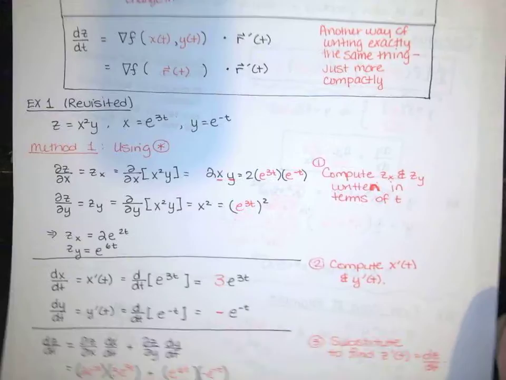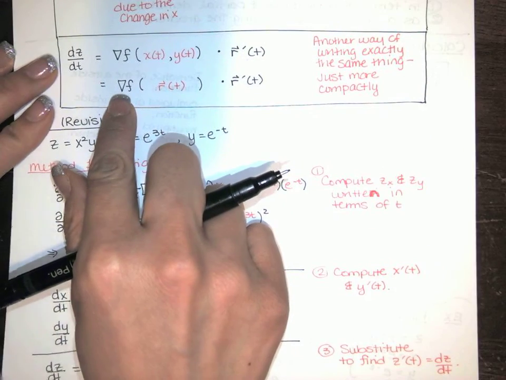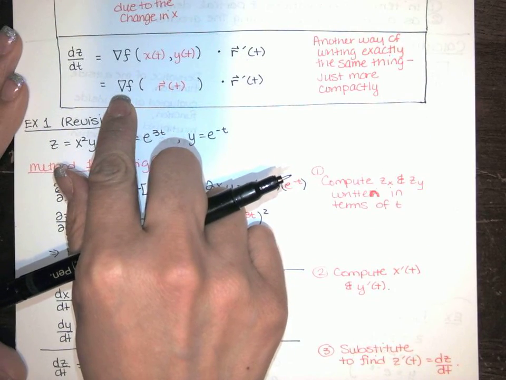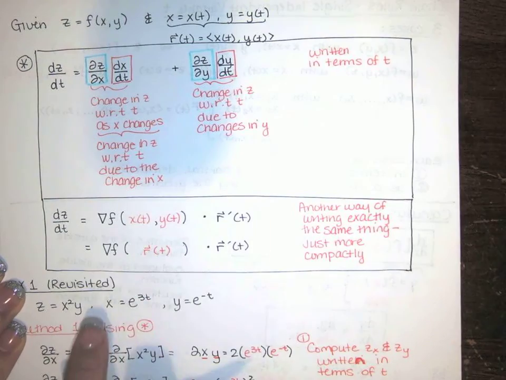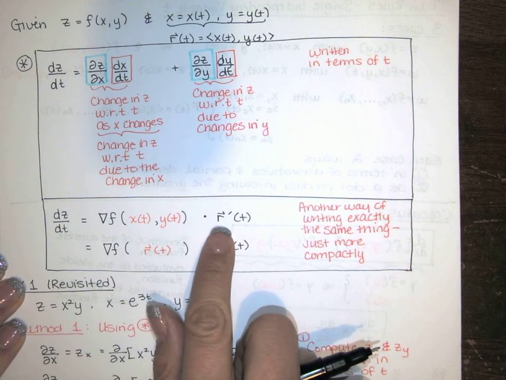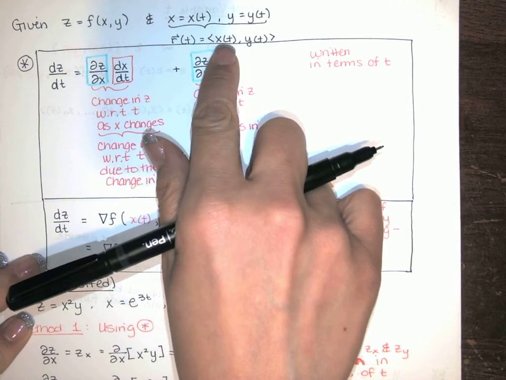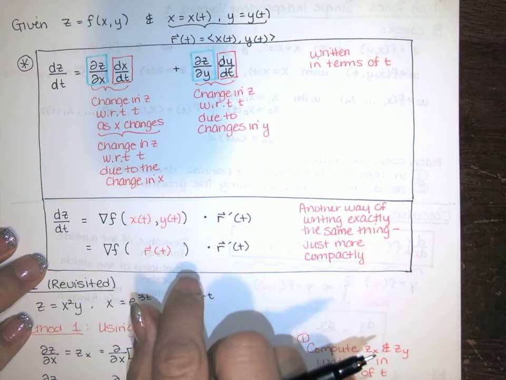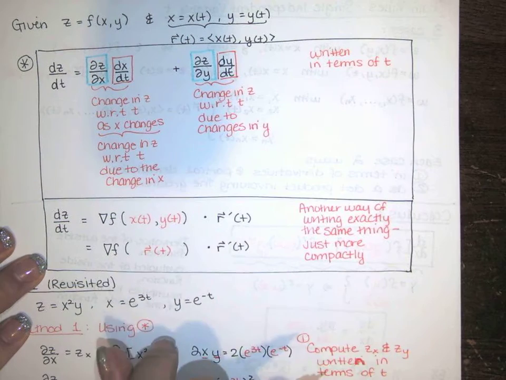Or we could use this form of the chain rule. You take the gradient of f, where z is f of x, y, and you evaluate it at x of t, y of t. And then you take the vector valued function r of t with components x and y, and you take its derivative.